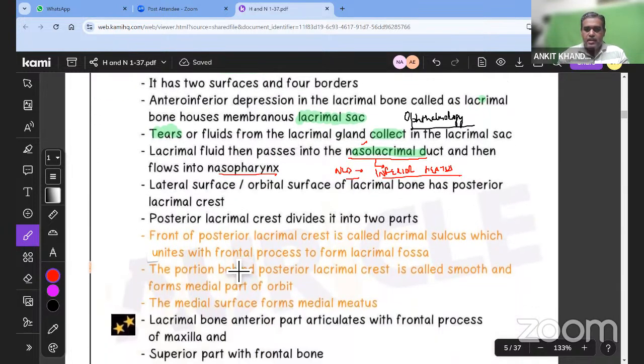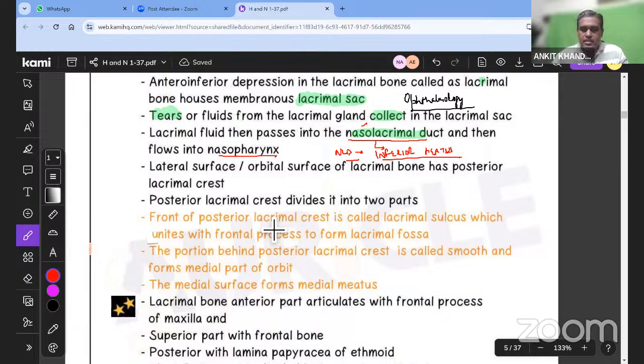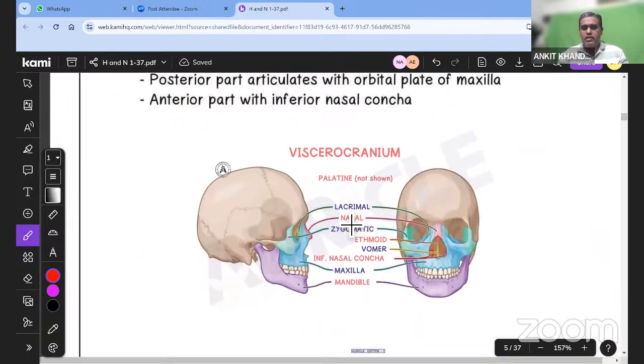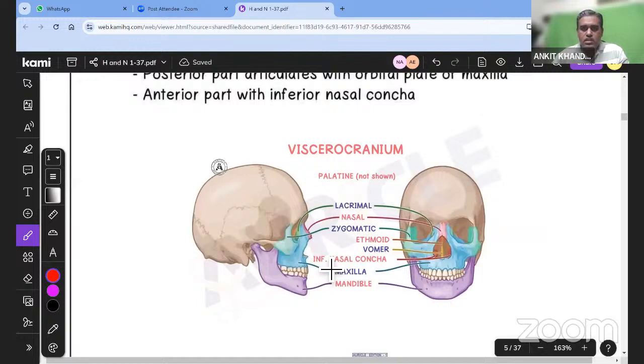Okay, now we have the lacrimal crest, which forms the lacrimal sulcus and all that, right? Let us see the image of the lacrimal bone, which is actually more important. So here, what you see is the lateral or side view. This is the nasal bone. The nasal bone you can easily palpate, right? There's a nose over here, the upper part of the nose, the hard structure over here.